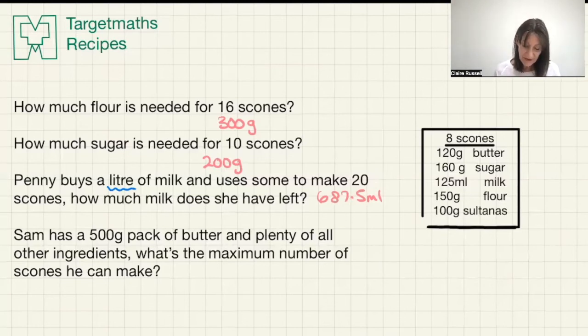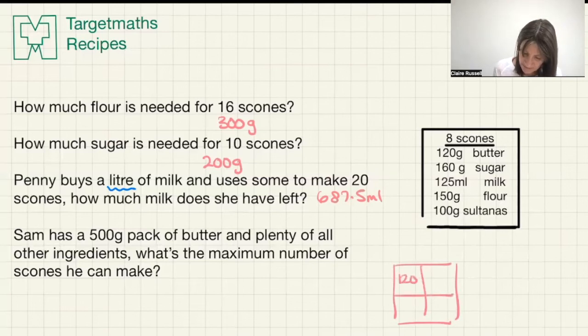So Sam has a 500-gram pack of butter and plenty of all the other ingredients. What's the maximum number of scones he can make? All right, so this is all about the butter. So we've got 120 grams of butter making us our 8 scones. We've got 500 grams. So that's 500, plenty of all the other ingredients. What's the maximum he can make?